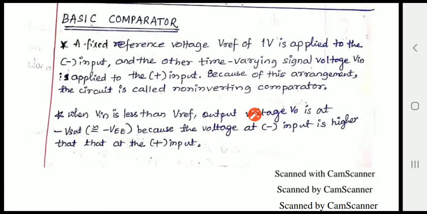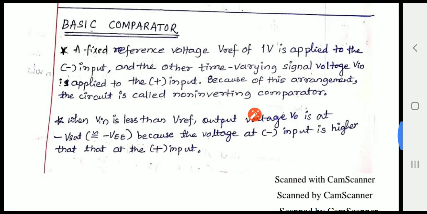So now we will start with the next topic, that is basic comparator. As we know, a comparator is used to compare the input voltage with the reference voltage. If the input voltage is greater than the reference voltage, then the output voltage V0 is taken as plus V saturation. Otherwise, if the input voltage is less than the reference voltage, then V0 is taken as minus V saturation. Here plus V saturation is nothing but plus VCC, and minus V saturation is nothing but minus VEE.